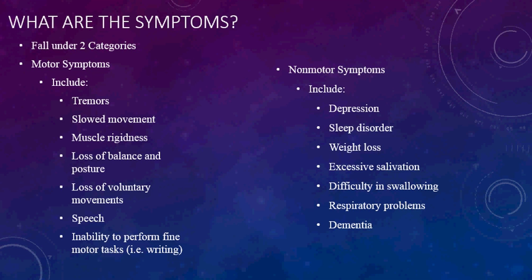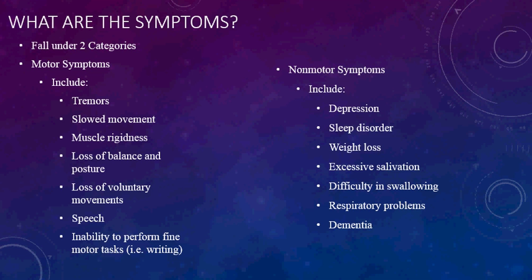Speech changes. You may have speech problems as a result of Parkinson's disease. You may speak softly, quickly, slur or hesitate before talking. Your speech may be more of a monotone rather than the usual inflections. Inability to perform fine motor tasks. Like writing, it may become hard to write because of the tremors and other symptoms of Parkinson's disease.